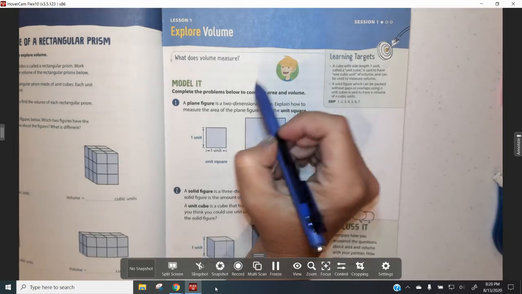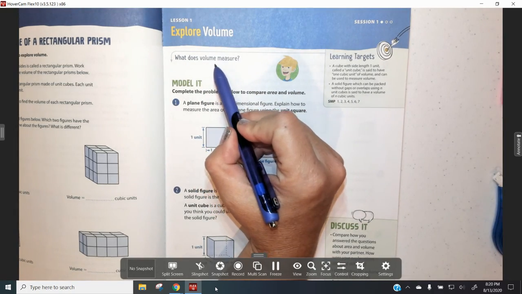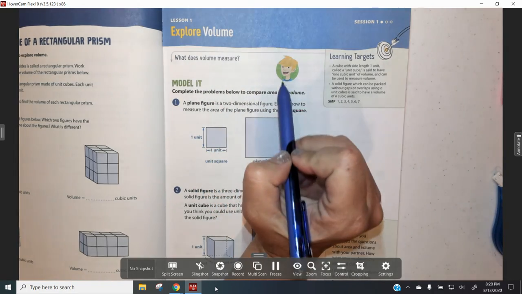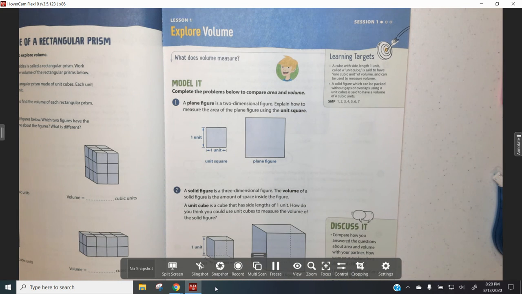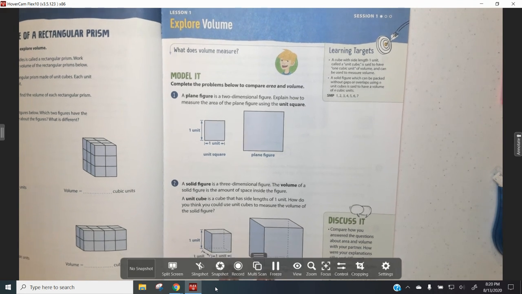During our lesson today, I really want you to think about what does volume measure? As we do our work today, you're going to start to get an idea of what exactly volume measures. Before we can talk about volume, there are a few vocabulary words that we need to learn. So let's go ahead and go through our lesson and we'll find out what those are.